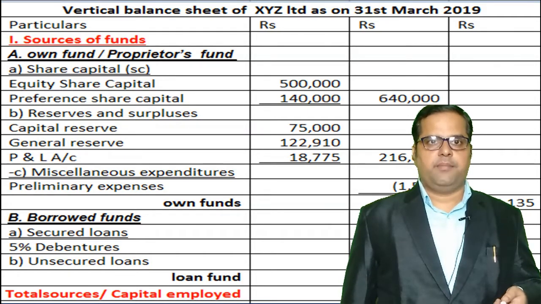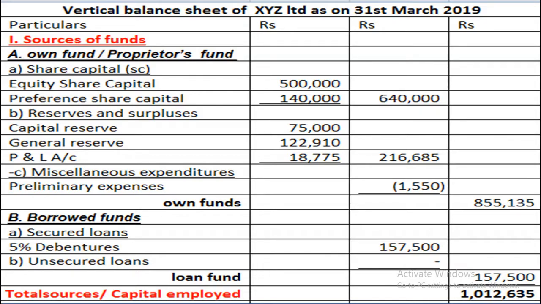After that we have to write miscellaneous expenditure, but we have to prefix minus C against that. And since there is only one item of miscellaneous expenditure, that is preliminary expense, we will straightway put this in second column. Now we will get own fund by adding equity share capital and reserves and subtracting miscellaneous expenditure from their total. So this way we have share capital of 6,40,000, reserve surplus 2,16,685 and miscellaneous expenditure 1,550, which will be subtracted. So we get net figure as 8,55,135, which is your own fund.